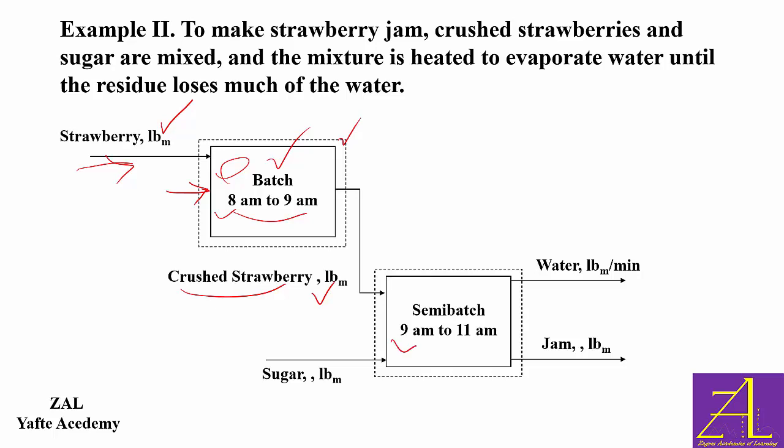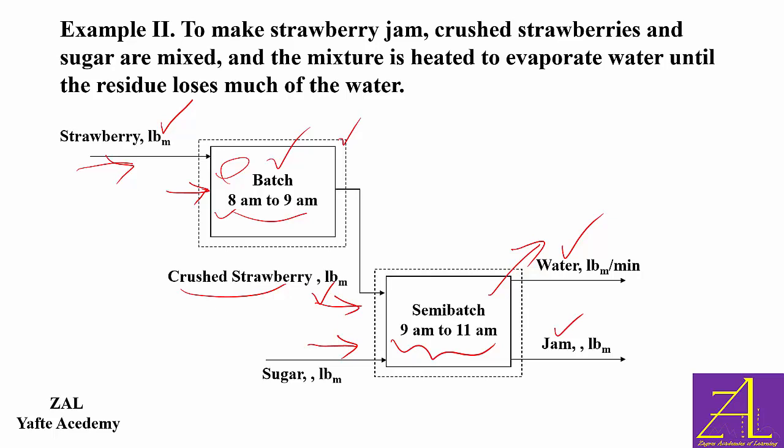However, from 9 a.m. to 11 a.m., when crushed strawberries is being heated and water is removed, the system is semi-batch. The reason is that crushed strawberries as well as the sugar were added at a fixed time, sometimes at 9 or before that, for example, and then between 9 a.m. and 11 a.m. only one stream, which was water, is being withdrawn continuously. And then at 11 a.m. the product jam was removed.